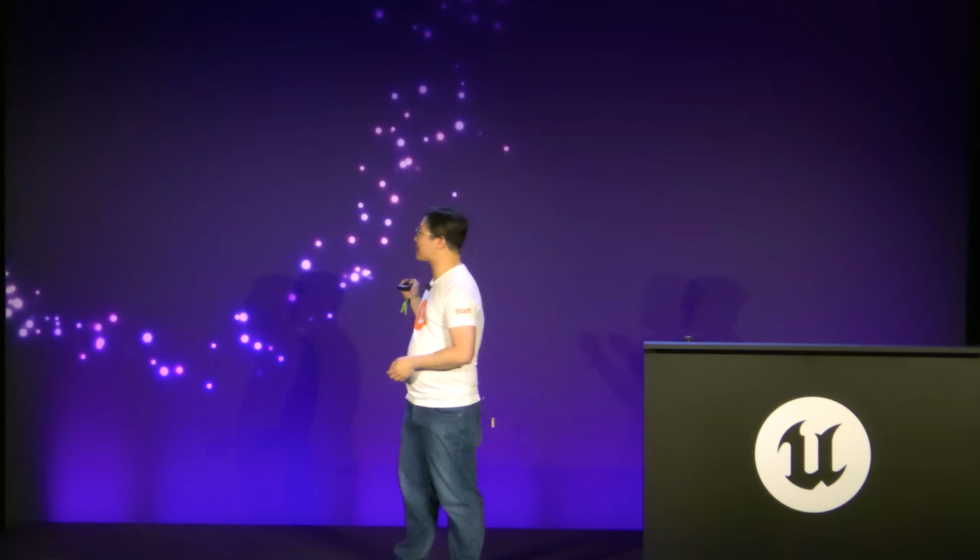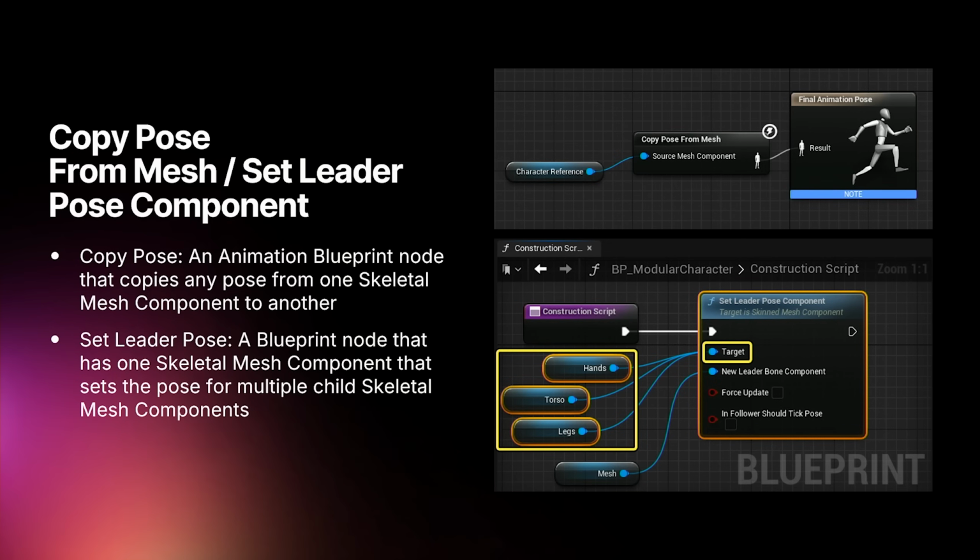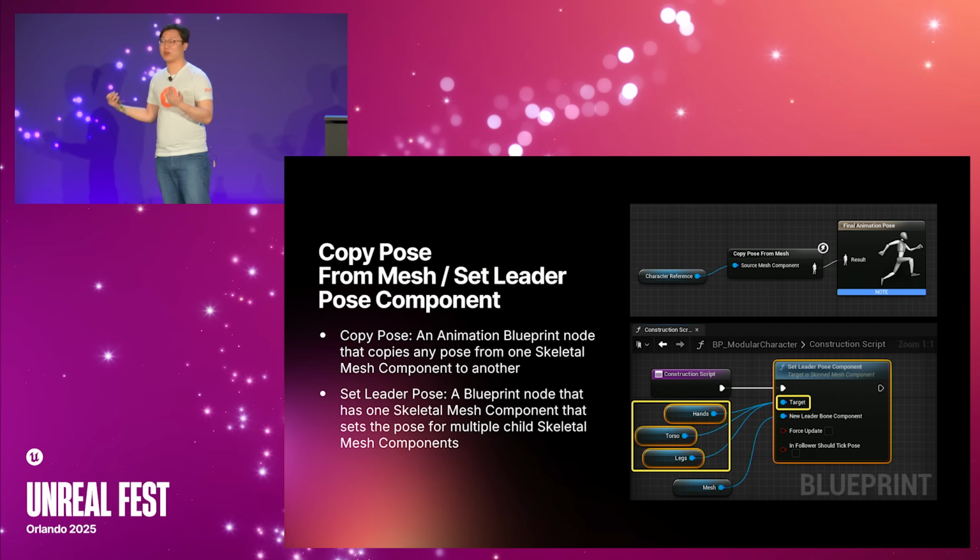The second one is Set Leader Pose. This is a blueprint node, and this is heavily used in MetaHumans. Basically this has one leader pose that you've assigned, and you can assign it to any number of skeletal mesh components. Just to be clear, though, the child skeletal meshes can't have custom animations that get assigned unless it's on the post-process anim blueprint.